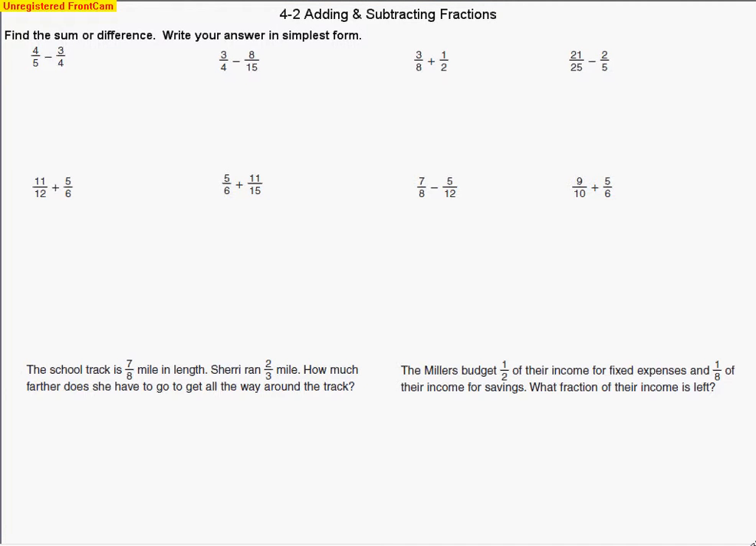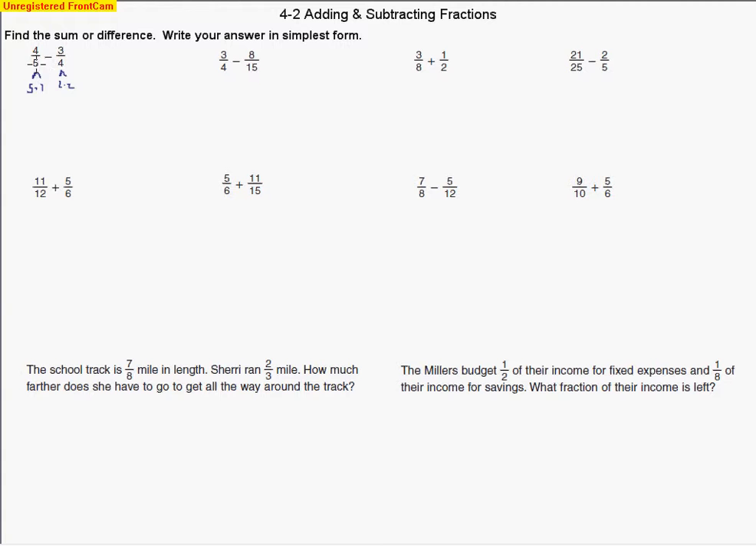Today we will be adding and subtracting fractions. So let's take a look at our first problem here, and it says 4/5 minus 3/4. So what I want to do is find the lowest common denominator. But as I look at these numbers, here I've got 5 times 1 makes 5. Numbers that multiply to make 4 would be 2 and 2.